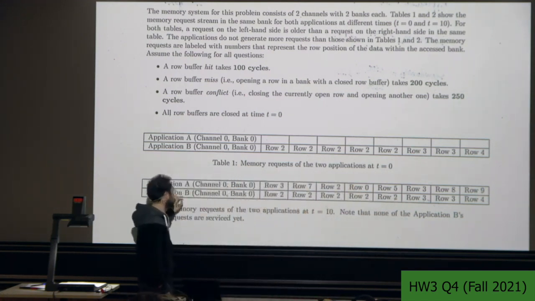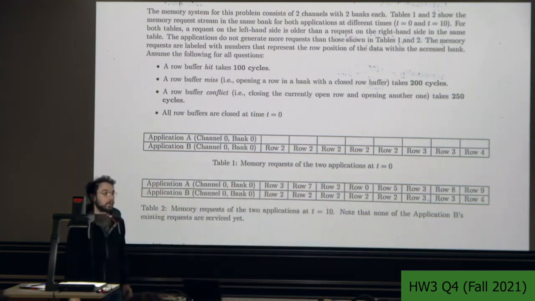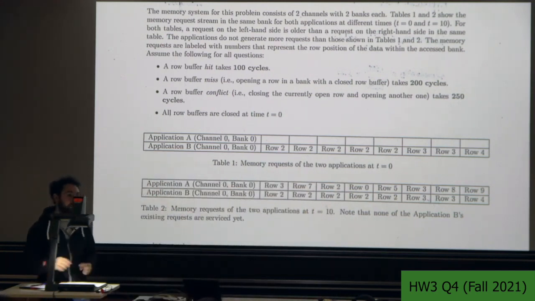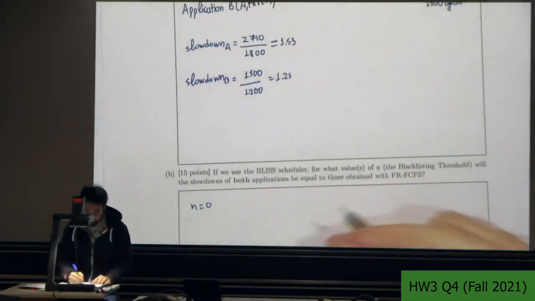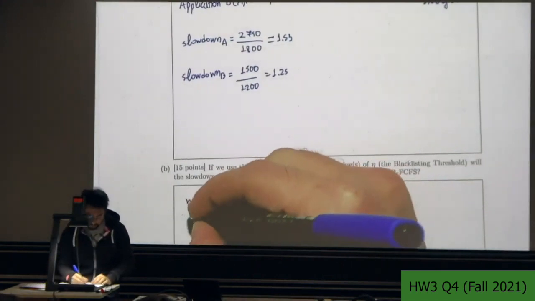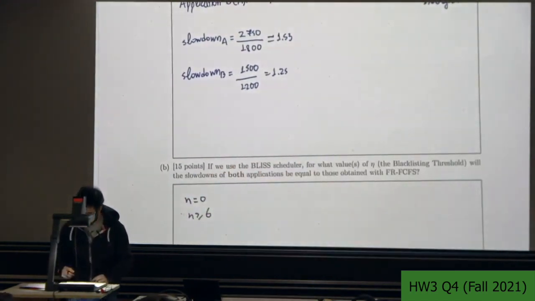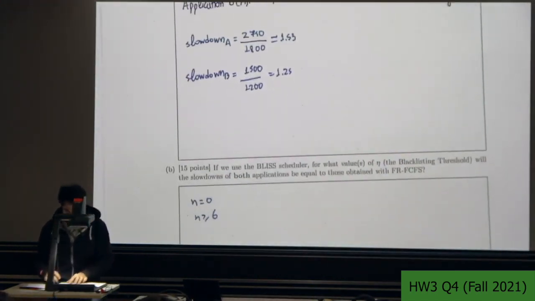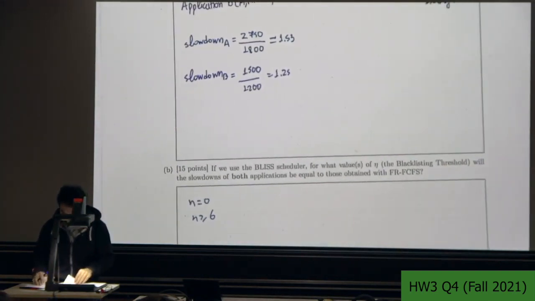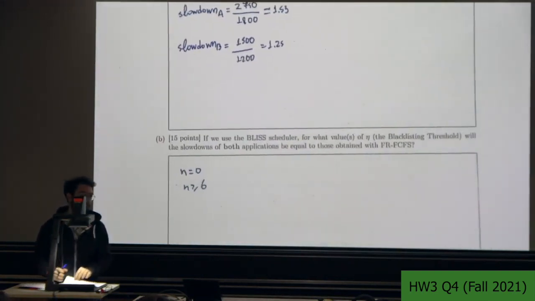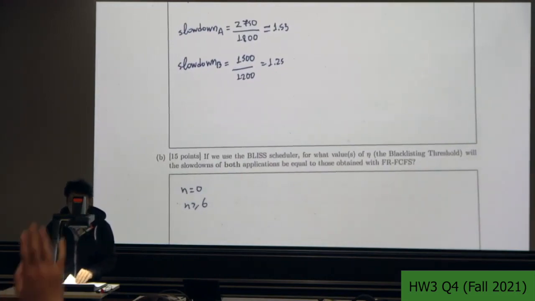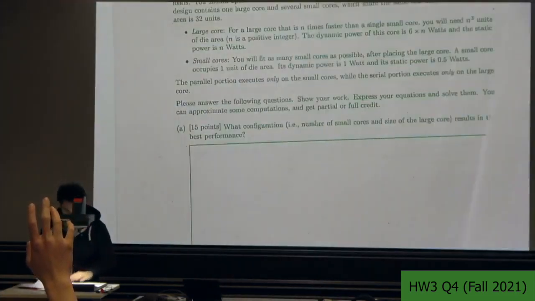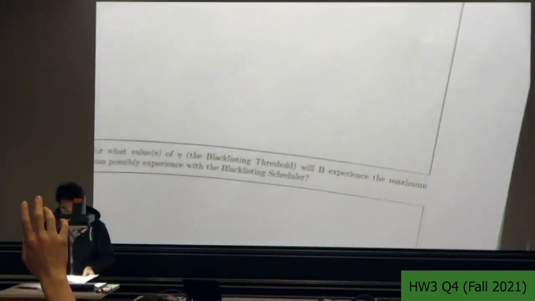We will execute something from row 3, and then nothing will be blacklisted. In this case, none of the applications will be blacklisted if we have n greater or equal than 6. If we have n less than 6, then B will be blacklisted and it will not have the same slowdown. So in this case, we have two options: n equals 0 or n greater or equal than 6. Is that clear to everyone? Yes.